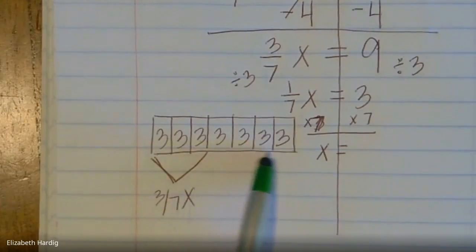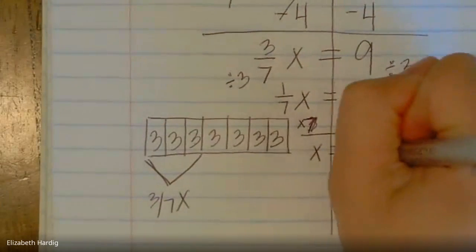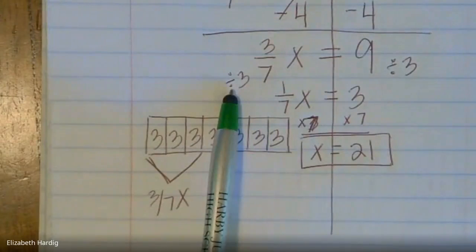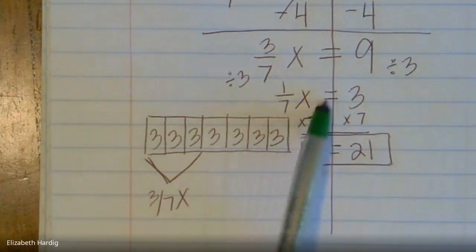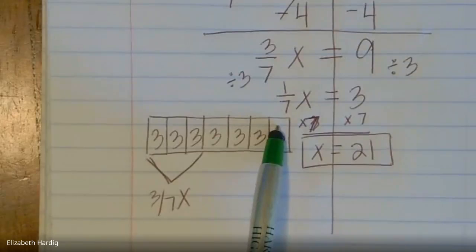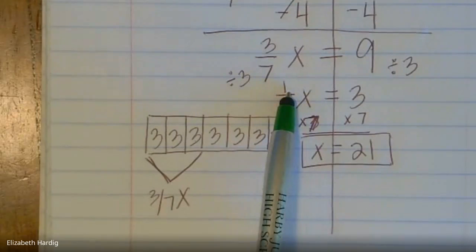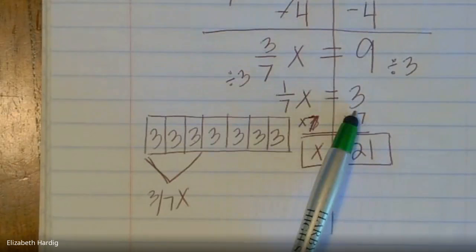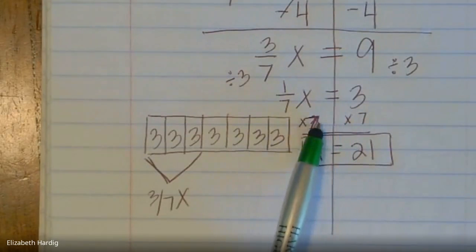What do we think my 1 whole x equals right here? 21, right? Do you see how we divided by our numerator to get to a unit fraction right here? And a unit fraction is just when your numerator is 1. Because if I know what 1/7 of x is, I know I need 7/7 to get to 1 whole.